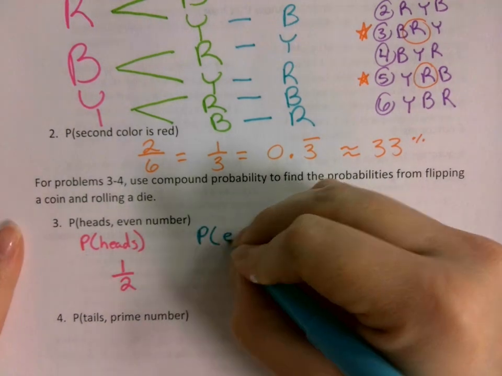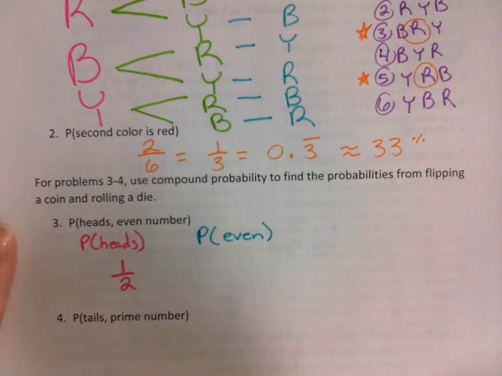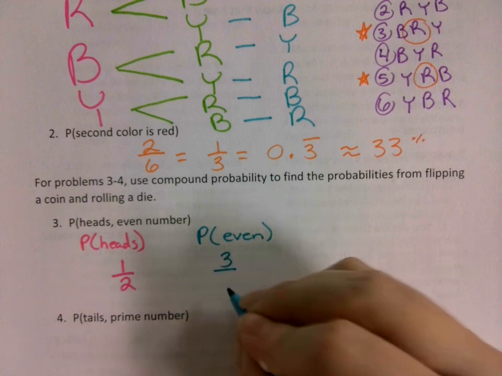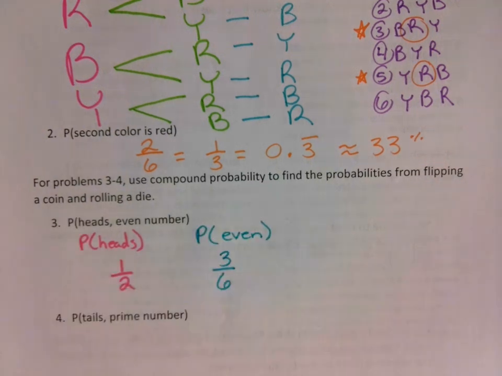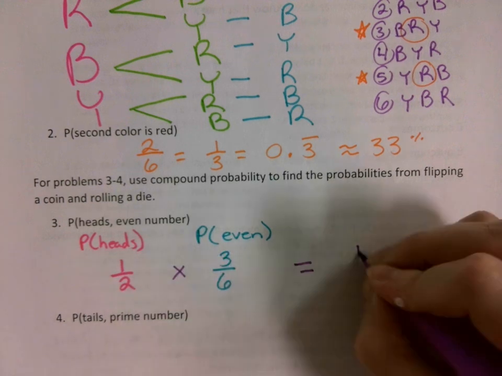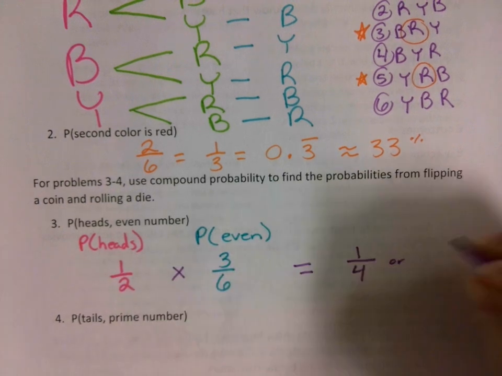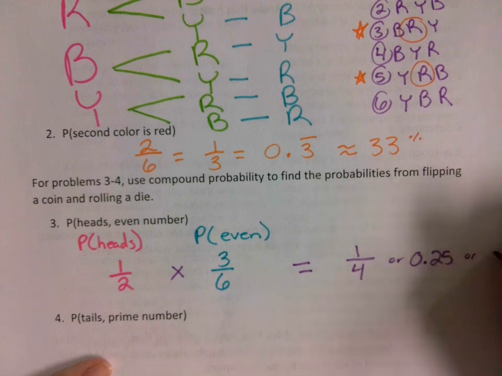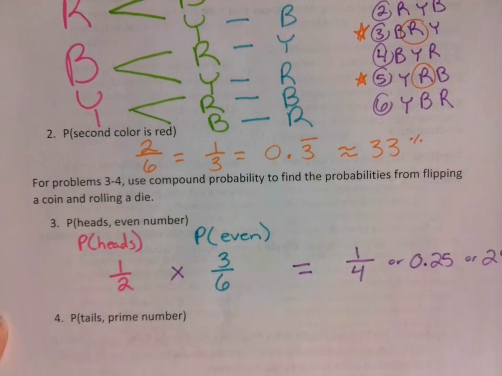And then I want the probability that the die is going to land on an even number. How many even numbers are on a die? 3 out of how many total? 6. And then what do we do with those probabilities? Multiply them. So we're just going to multiply this together. We get 1/4 or 0.25 or 25%. Okay, you need to know all the ways to be able to write our probability because you don't know which way they're going to ask for it.